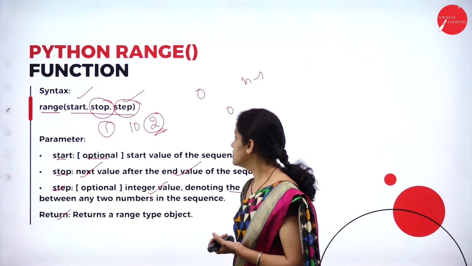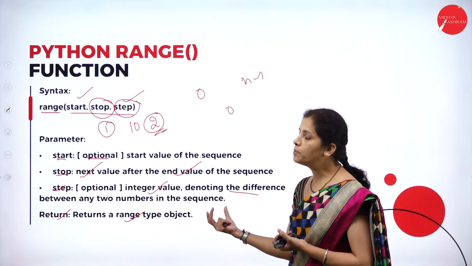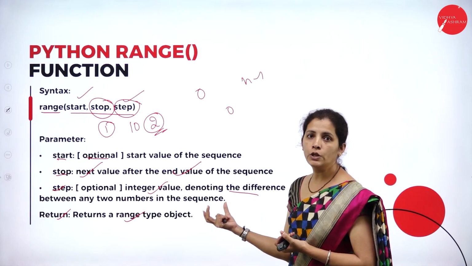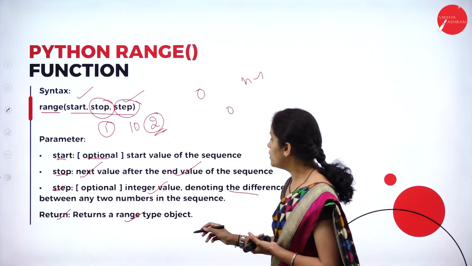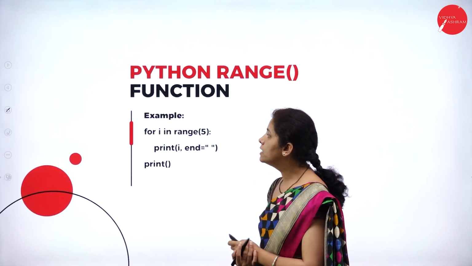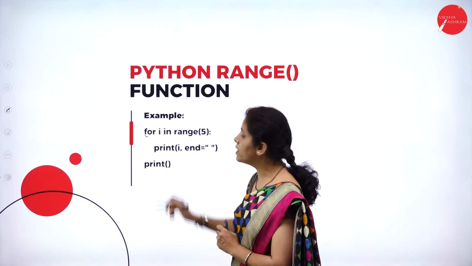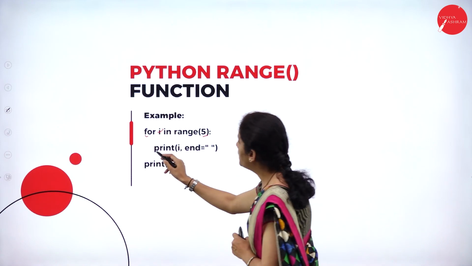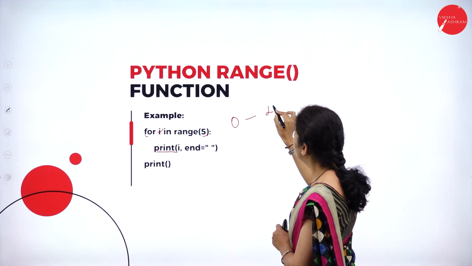Range returns a range type object. So what kind of object can I use here? I can use list, I can use tuples, I can use string. These are the types of objects. Now, let me consider a simple example here. For i in range 5, print i. Now the range starts from 0 to 4.